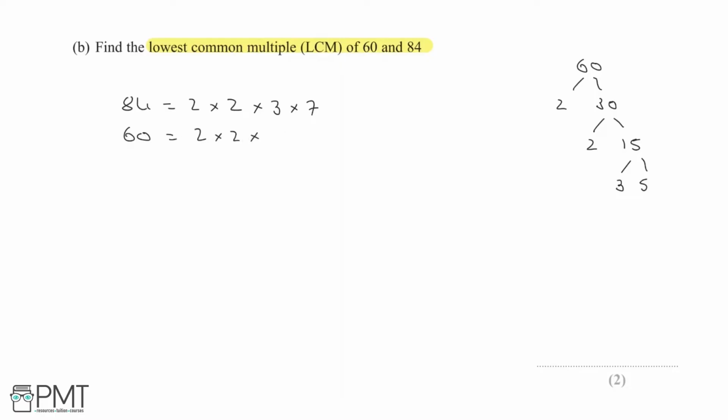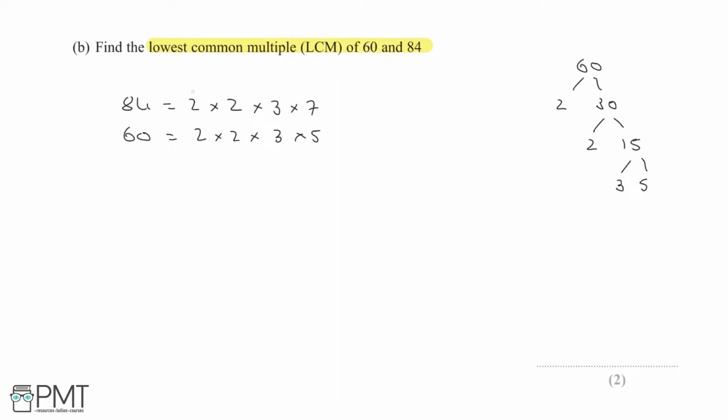Part B has asked us to find the LCM, lowest common multiple, of 60 and 84 for 2 marks, okay? So, to find the lowest common multiple, we're first going to express them in terms of their prime factors. So we know that 84 equals 2 times 2 times 3 times 7 from the previous part, and 60, let's just do 60 on the side here: 60, 2, 30. 30 can be split into 2 and 15, and then 15 is 3 and 5. So we have 60 equals 2 times 2 times 3 times 5, okay?